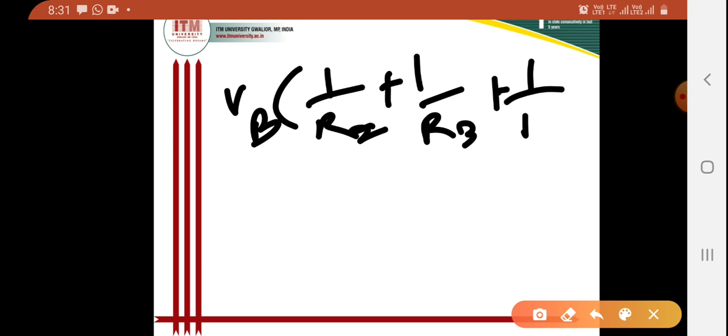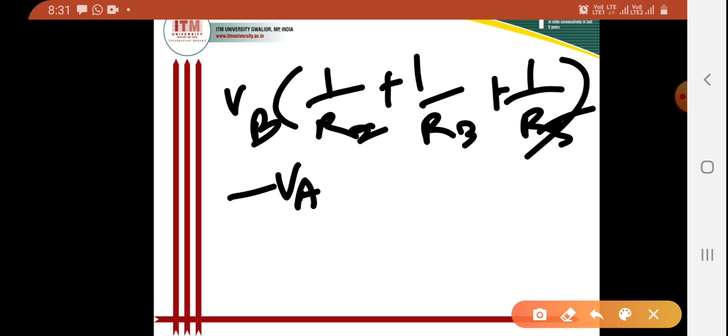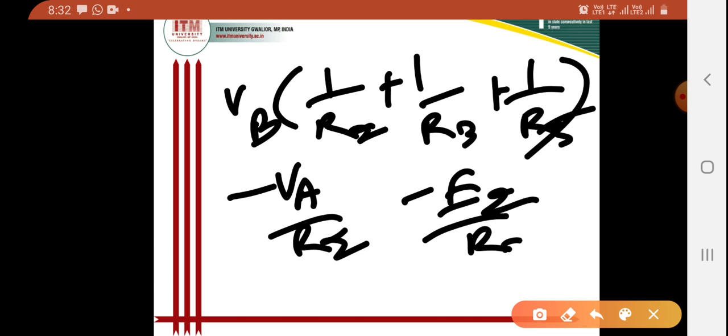Again I am writing the simplified form, that is VB all into 1 by R2 plus 1 by R3 plus 1 by R5, minus VA by R2 minus E2 by R3 will be 0. Clear? Now the nodal equations we have already written. From the nodal equation it seems that this is very complicated.